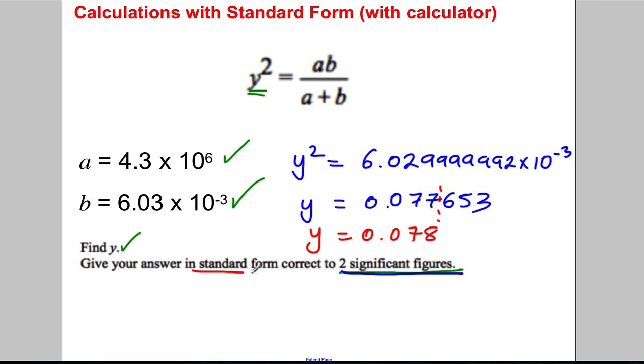0.078. But it says give your answer in standard form. So y would be equal to 7.8 multiplied by 10. It's a small number. You count how many digits before the 7. 1, 2, to the negative 2. And we're done. Okay, so that's revision on standard form, how to convert between them, how to multiply and divide with them, and how to do them on the calculator.